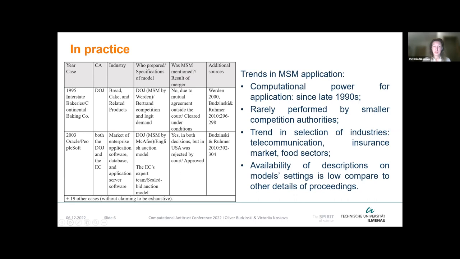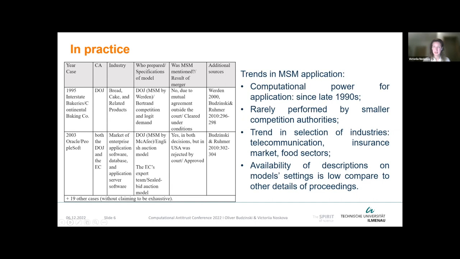Then we took a look into a practical application, and there are a number of positive expectations from the application of merger simulation models. We observed that there is no huge increase in the application of this method, although we would expect this to happen. The industrial economic perspective tells us that this is a new, innovative tool which could bring lots of benefits and should also be widely applied. Not really. What we could identify as trends in the application of this tool were the following things.